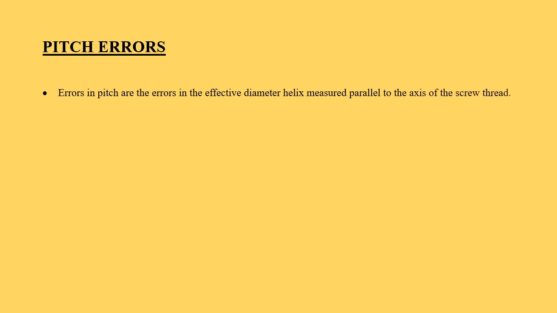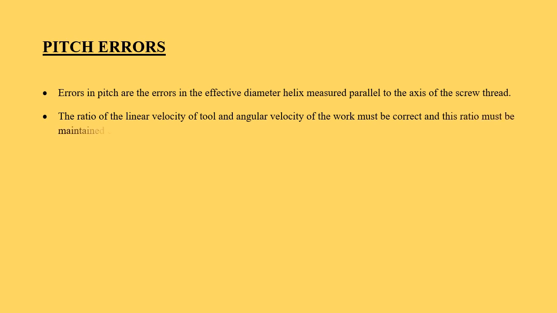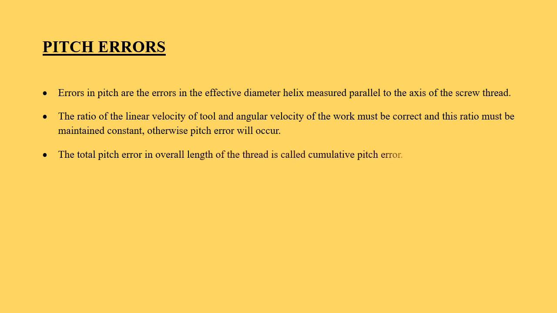In this video, I will discuss various pitch errors. The pitch errors are the errors in the effective diameter helix measured parallel to the axis of the screw thread. The pitch error may occur if the ratio of the linear velocity of the tool and the angular velocity of the work is incorrect, and this ratio must be maintained constant. The total pitch error in the overall length of the thread is called the cumulative pitch error.